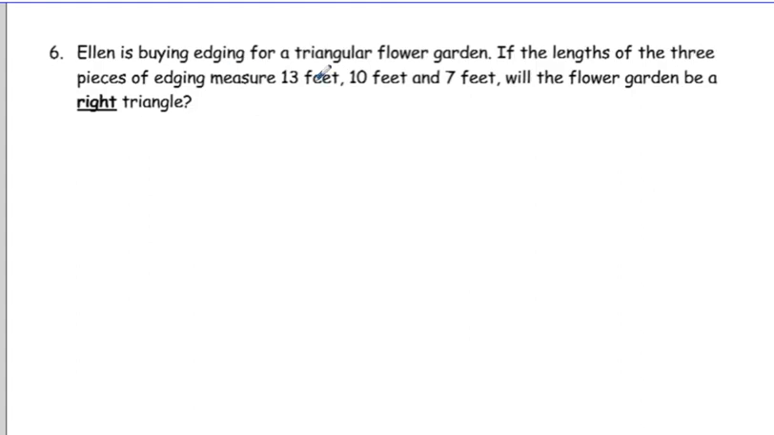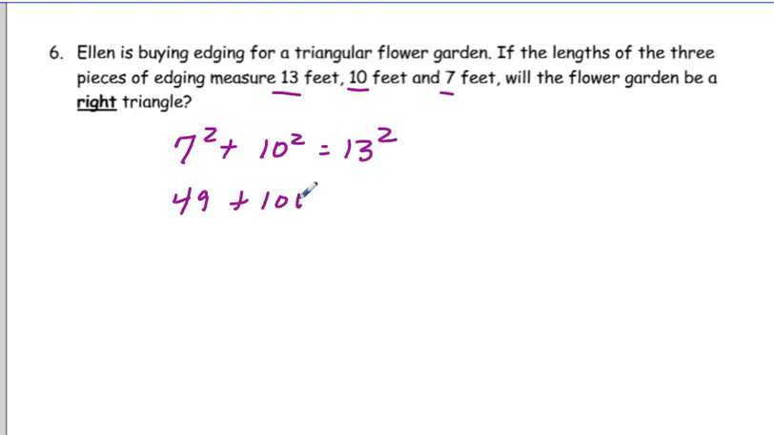Ellen is buying edging for a triangular flower bed. If the lengths of the three pieces of the edging measure 13, 10, and 7, will the flower garden be a right triangle? So here are my three lengths. Let's list them least to greatest: 7, 10, and 13. In order to be a right triangle, 7 squared plus 10 squared must equal 13 squared. 49 plus 100 equals 149. So 149 is not equal to 169. So no, it will not form a right triangle.